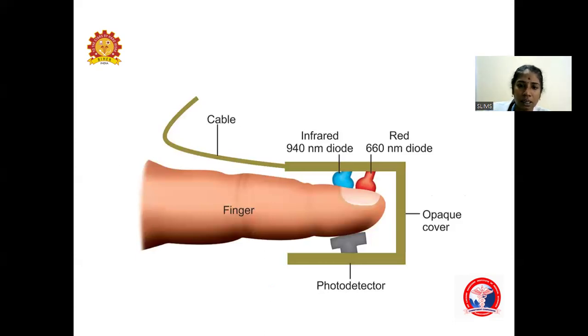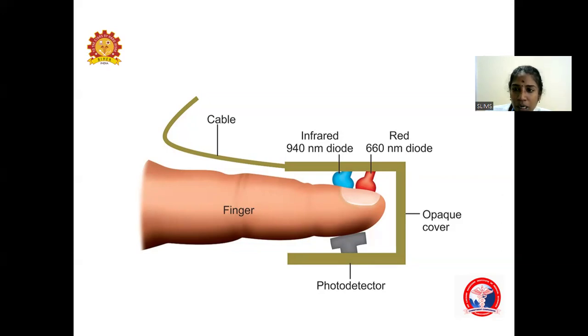See, this is the electrode, that is the SpO2 probe. It has two diodes, one red and one infrared. What is the range? Red wave absorption is at 660 nm and the infrared is at 940 nm. And we have one detector and one optical cover so that it covers the finger, and one cable, and the cable is connected to the monitor.